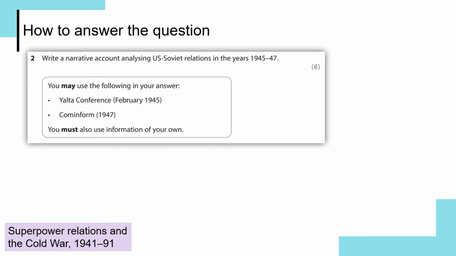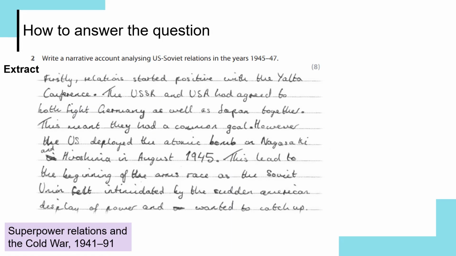Let's apply this to a superpowers question. Write a narrative account analysing US-Soviet relations in the years 1945 to 47. The 2 stimulus points you may use are Yalta Conference 1945 and Cominform 1947. Here is an extract from a top performing answer.